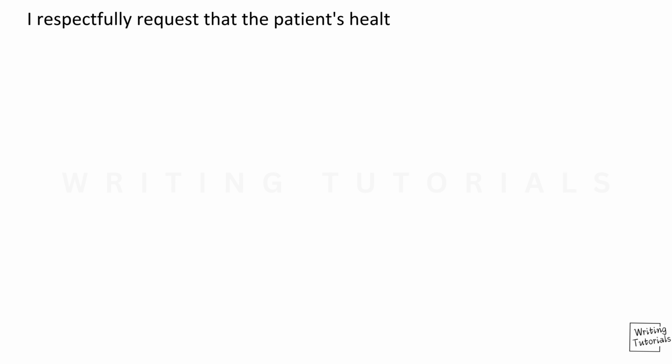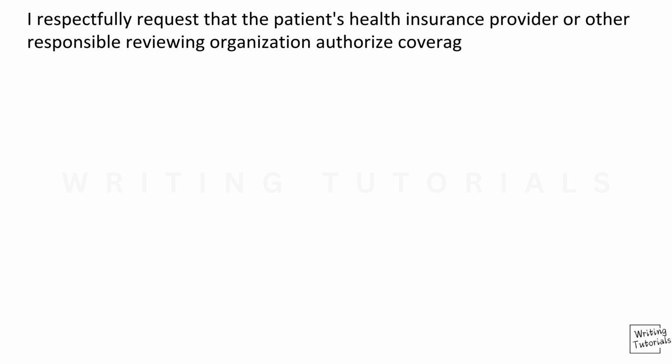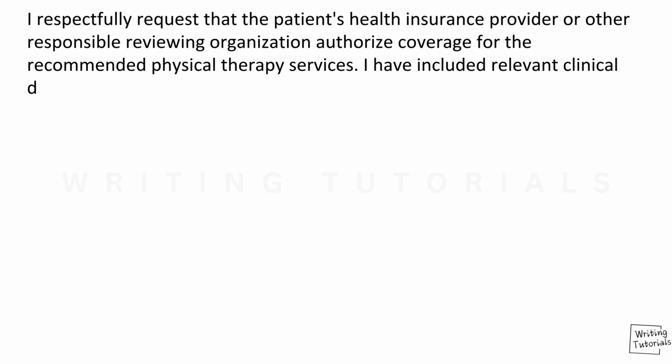Now we move to the formal request for coverage. The sample says, I respectfully request that the patient's health insurance provider or other responsible reviewing organization authorize coverage for the recommended physical therapy services. This is where the physician clearly states what action is being requested. The reviewer should not have to guess what the letter is asking for.